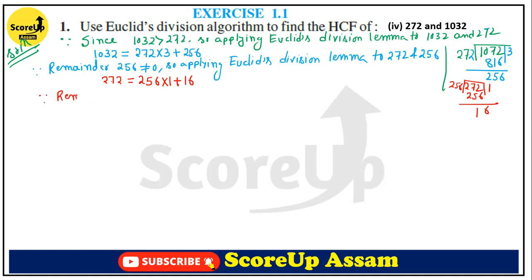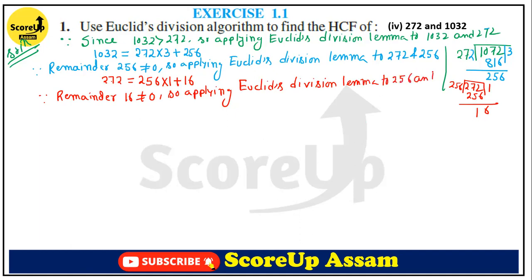Since remainder 16 is not equal to 0, applying Euclid's division lemma to 256 and 16. So what shall we get? Now let's apply: 256 is equal to 16 into what? Let's divide 256 by 16.